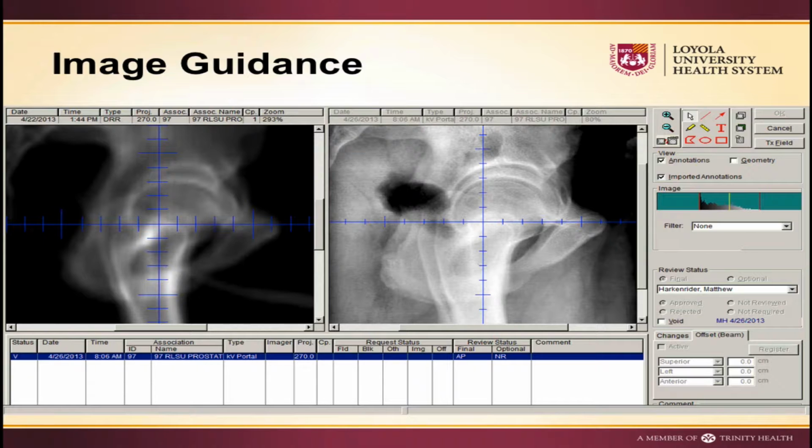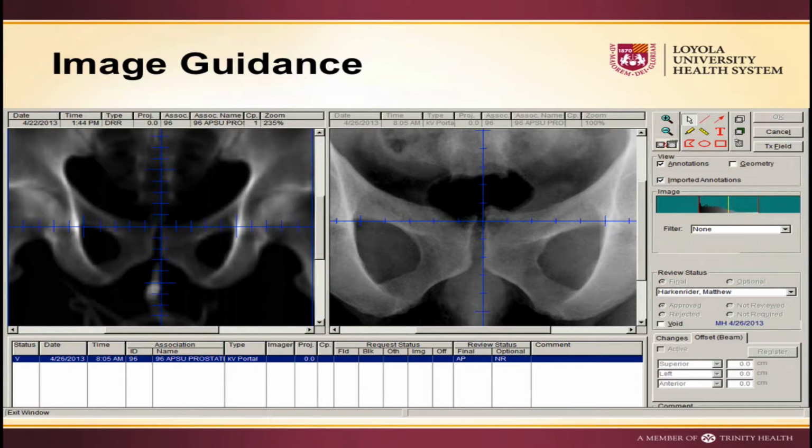So this is from the patient's plan. And then this is on that given day. So we can ensure that the patient's bony landmarks on this lateral X-ray are perfect. So we can look at the pubic symphysis, the hip bones, the sacrum, make sure that it all lines up how we wanted it to. Same thing with an AP X-ray.